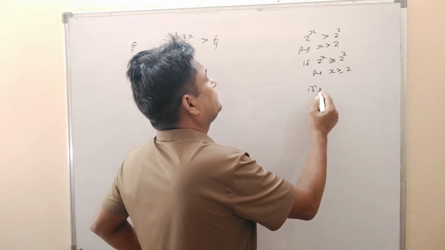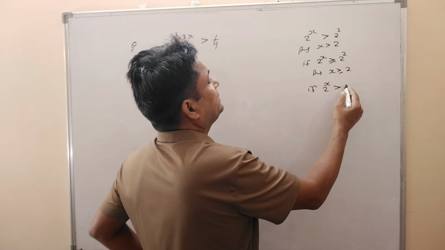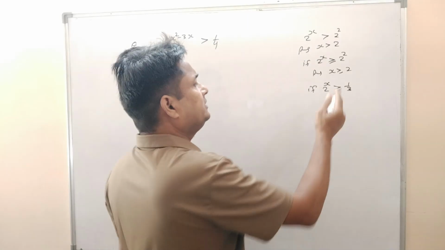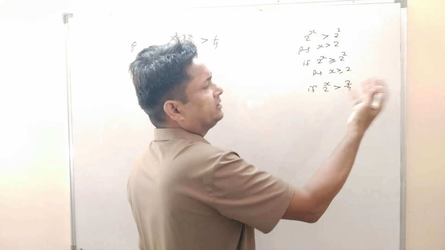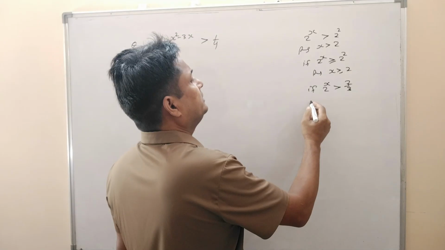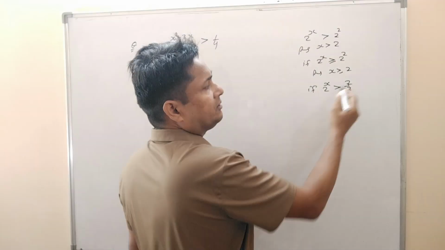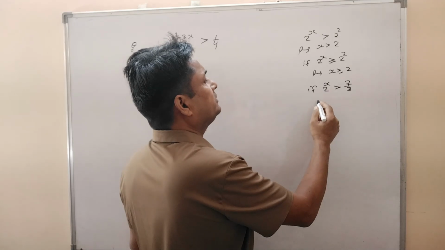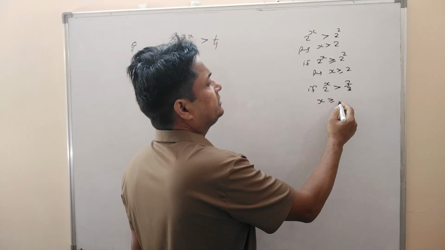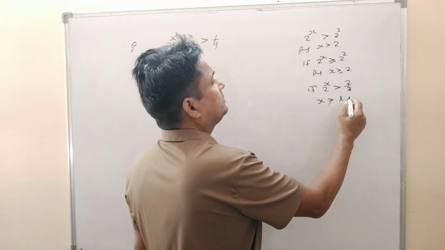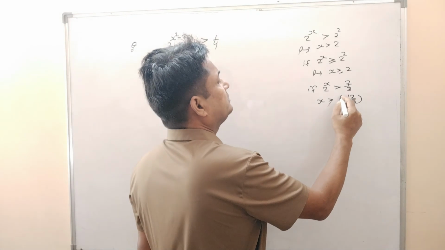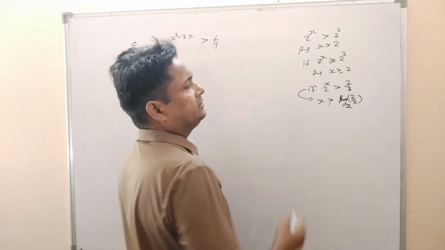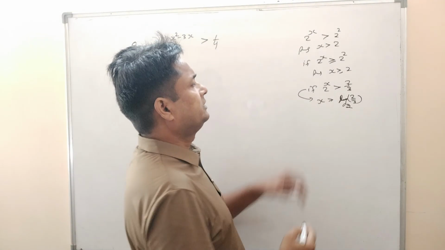Now if 2 to the power x is greater than, let's say, 2 by 3 or 5, or anything on the right hand side, and you apply log both sides base 2, then x will be greater than log of 2 by 3, and here the base will be 2.